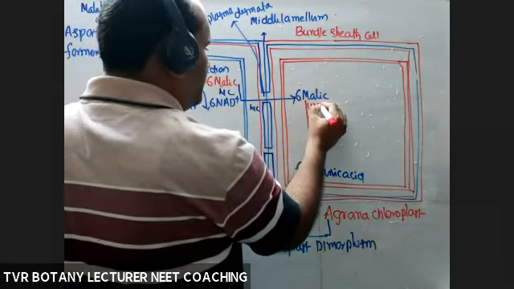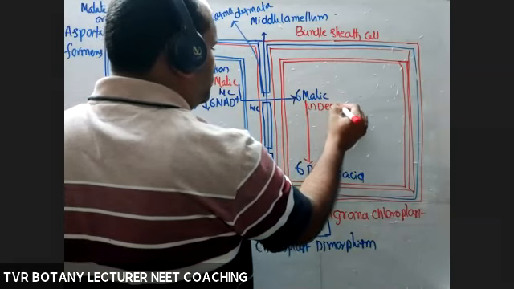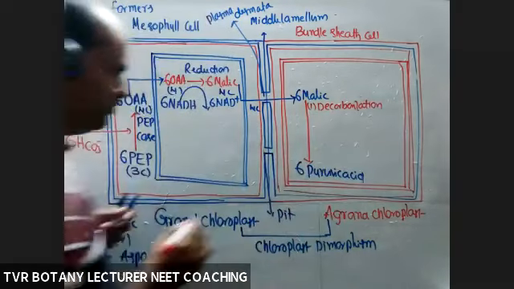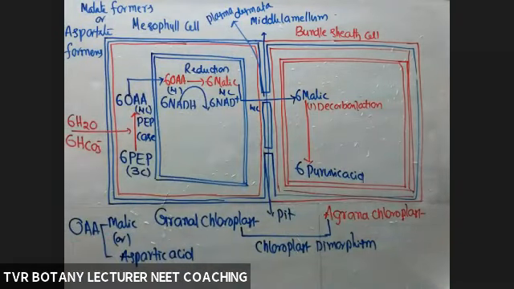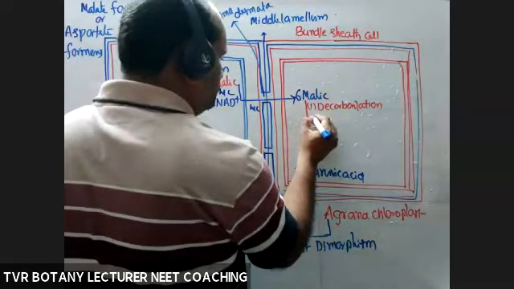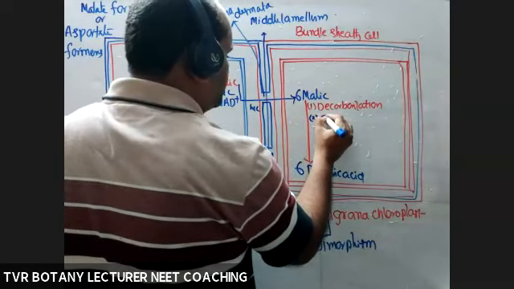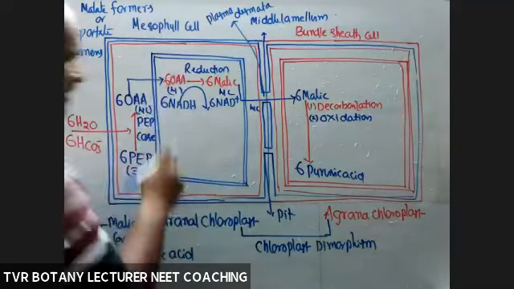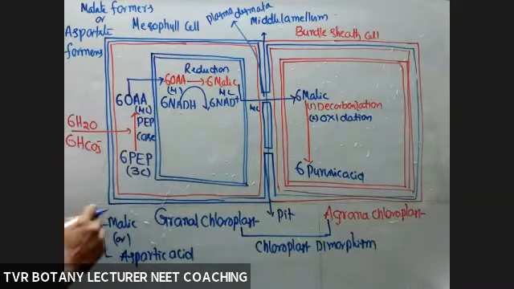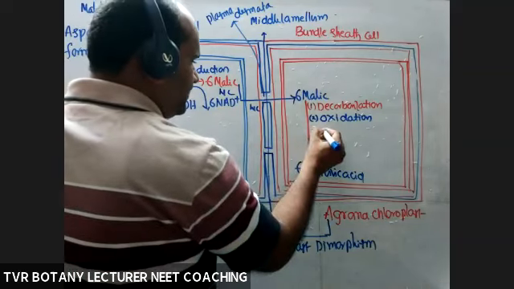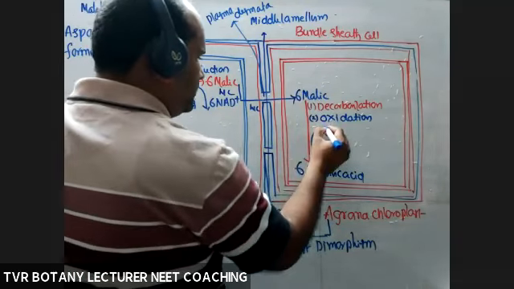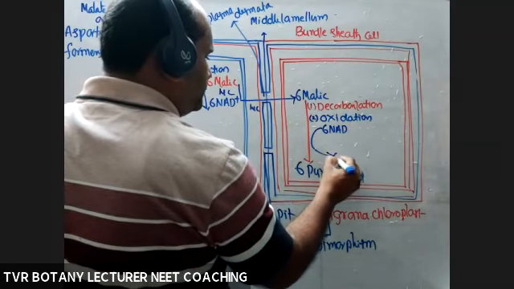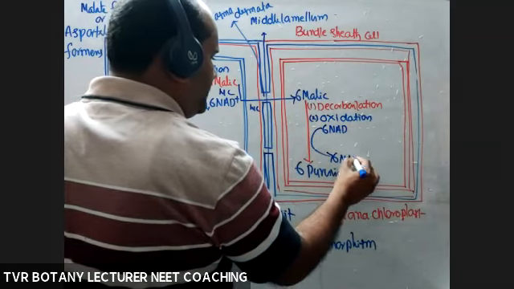So what are the reactions? 1, decarboxylation. Only 1 decarboxylation here. After that, oxidation. Here in reduction, 6 NADH were consumed. So oxidation means definitely, from the oxidation, 6 molecules of NAD are reduced into 6 molecules of NADH.